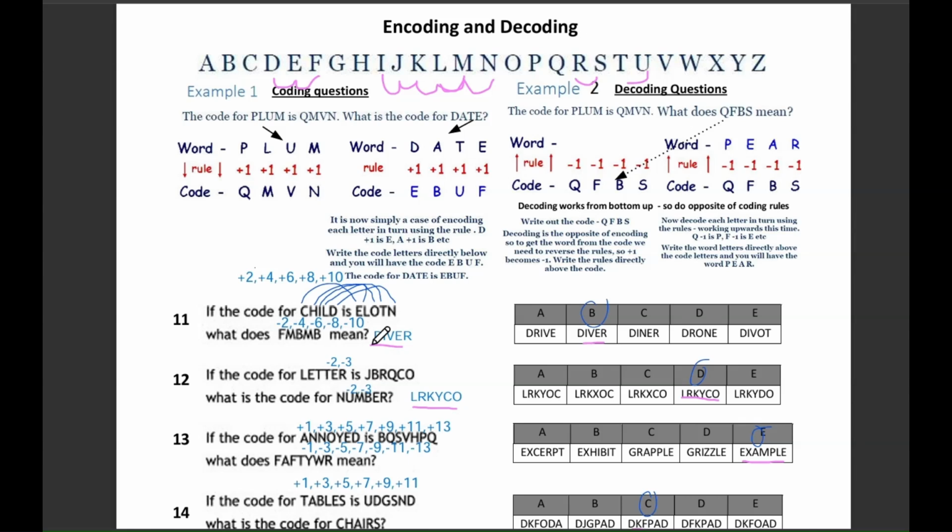Starting with the letter F, we subtract 2 and we get D. Subtract 4 from M and you get I. Subtract 6 from B and you get V. If we subtract 8 from M again, we get E. And finally, we subtract 10 from B and we get R, which makes the word DINER. So the correct answer is C, which is DINER.